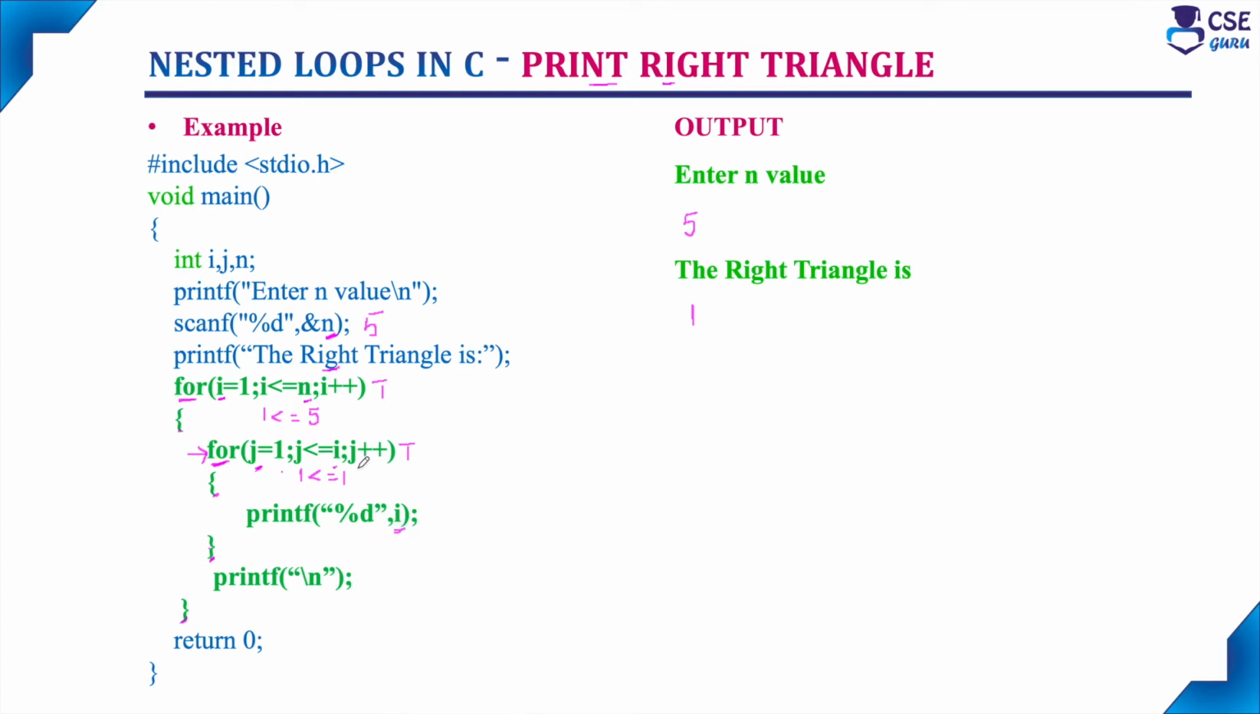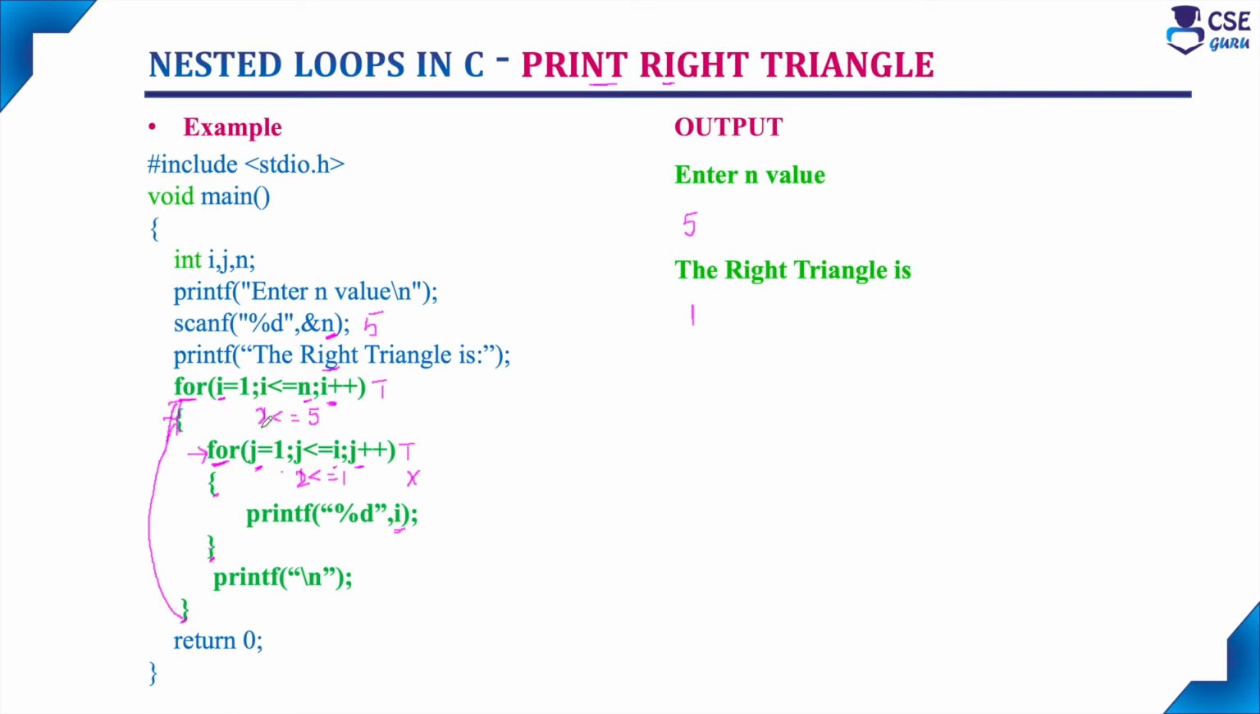After execution, j will get incremented. So now the j value is equal to 2, but the i value has not changed. Only j gets incremented. So check the condition whether 2 is less than or equal to 1. The condition fails. So now the inner for loop will terminate and control goes to the outer for loop. In the outer for loop, i gets incremented. According to this statement, i will get incremented to 2.